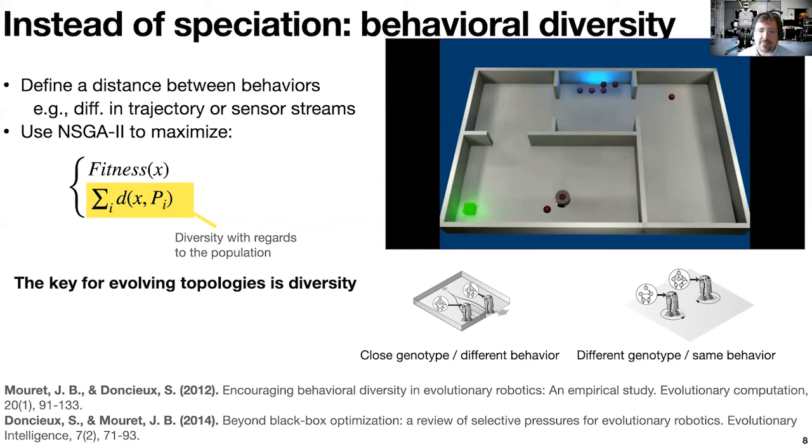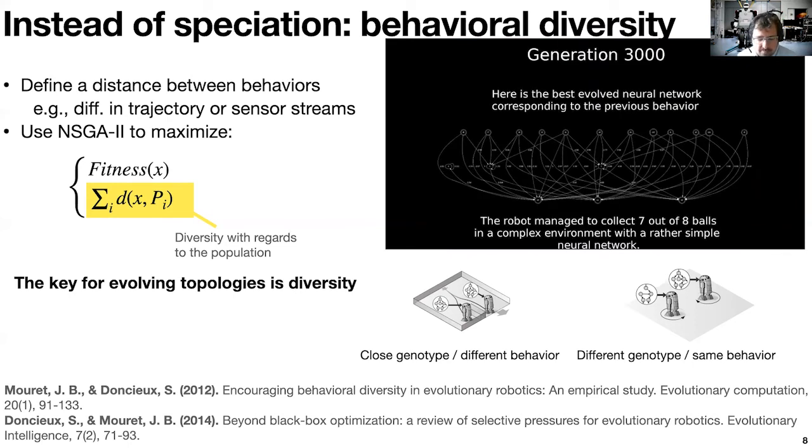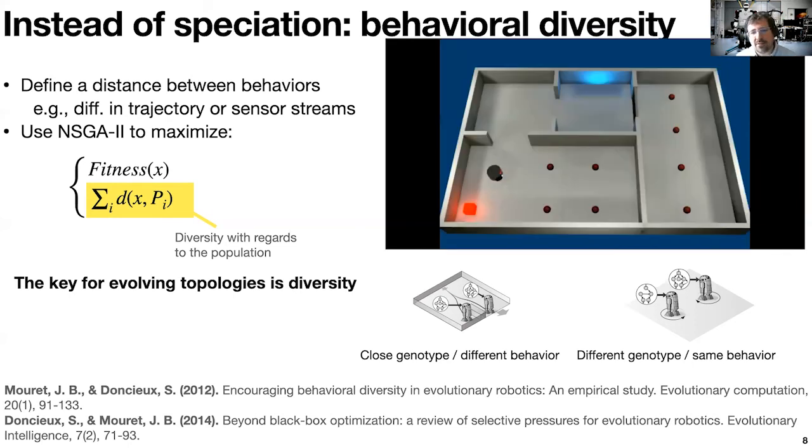So if we can define a distance in behavior space, for instance, we can look at the distance between two trajectories. We simulate a robot, we get a trajectory in space, like in this small robot on the right. We have this neural network that drives a small robot to take these balls, and what is the actual path that is taken by the robot. And we can define the distance by this, or we can use a sensory stream, like at every time step, what are the sensors? We get huge vectors, and then we just compute the distance between them.